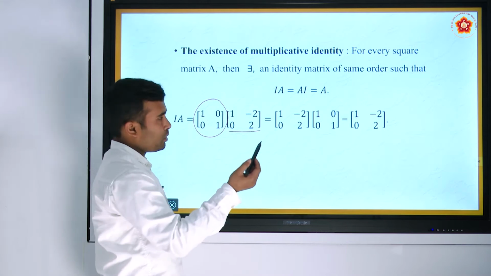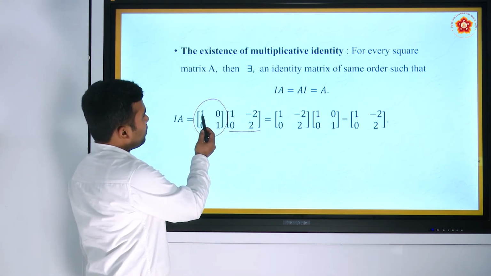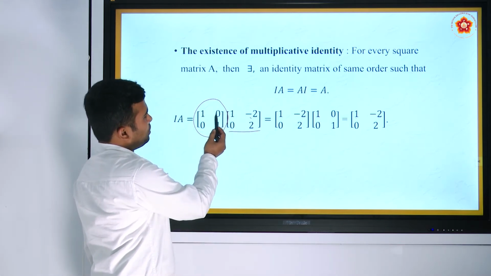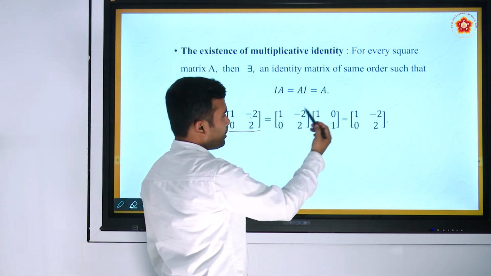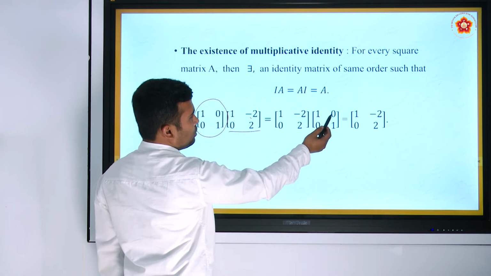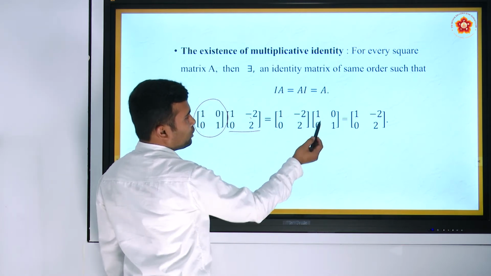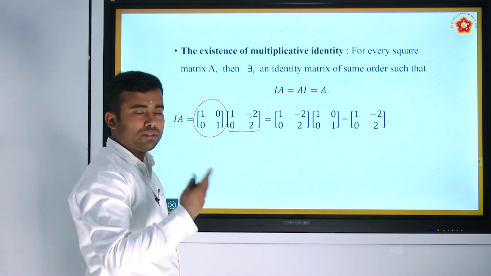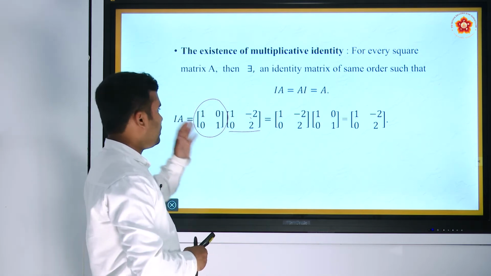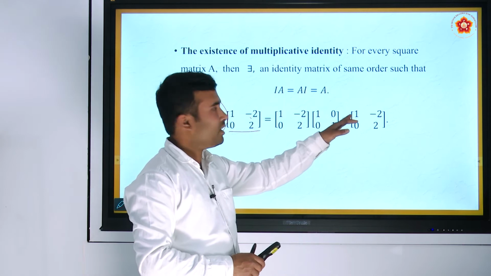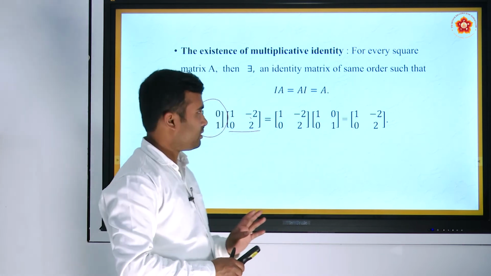1 plus 0 is 1. So here 1 into minus 2 is minus 2, 0 into 2 is 0, minus 2 plus 0, which is minus 2. Similarly, 1 into 0 is 0, minus 2 into 1 is minus 2. Both ways we are getting the same thing, I into A is equal to A into I, which is equal to the product matrix.